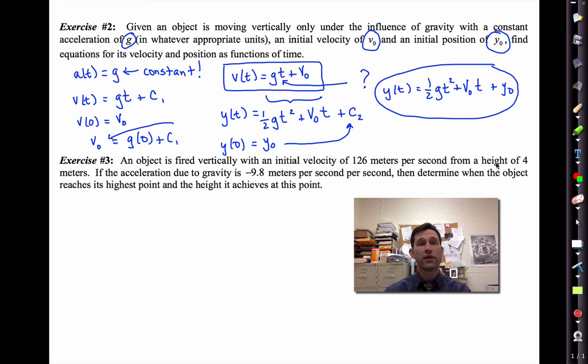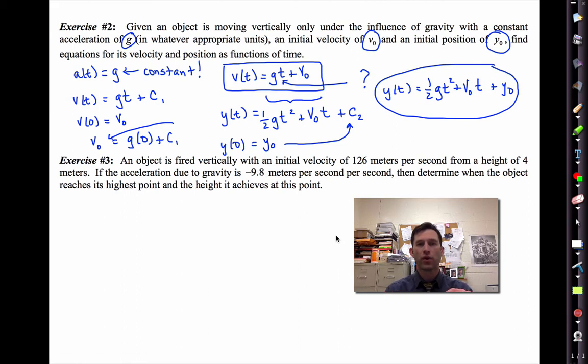That is a very, very famous physics formula. Very often when you're modeling a ball just dropping from a certain height, the center term will not even be there. All you'll have is 1/2 gt squared plus y sub 0. Okay. But let's take a look at exercise number 3.